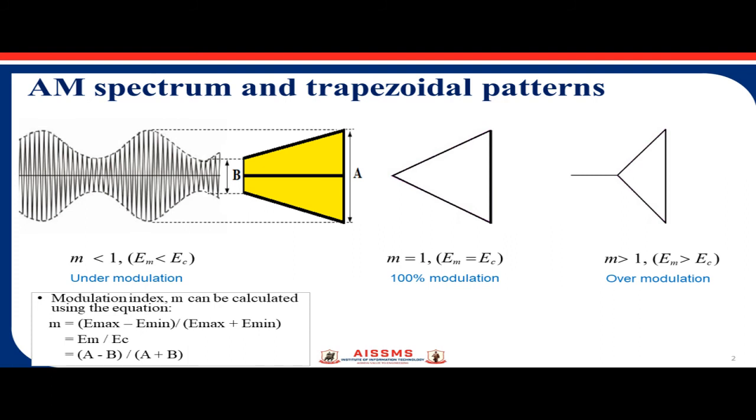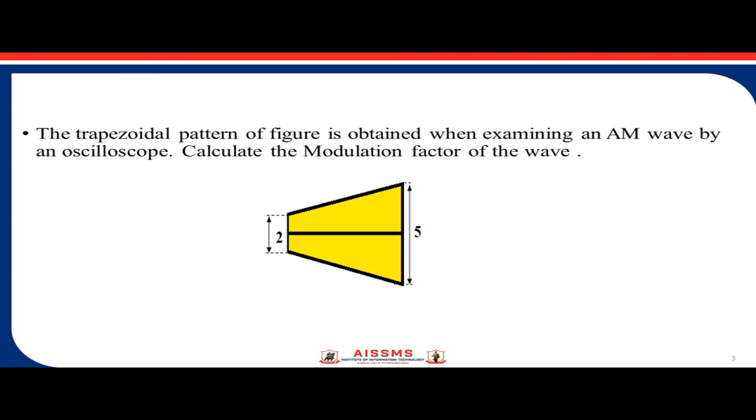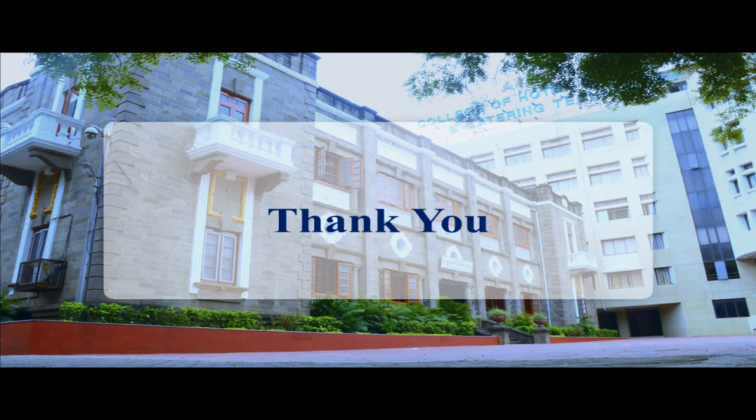One can have such kinds of numericals in the form of tutorials. The trapezoidal pattern of the figure is obtained when examining the AM wave by an oscilloscope. The values of A and B will be given to the students, and from those values, the student will be asked to calculate the modulation index of that AM wave. Trapezoidal patterns are an easier way to express the AM and its modulation index.